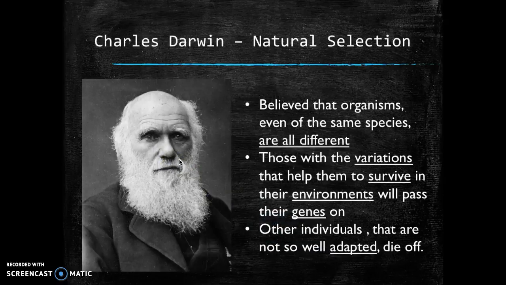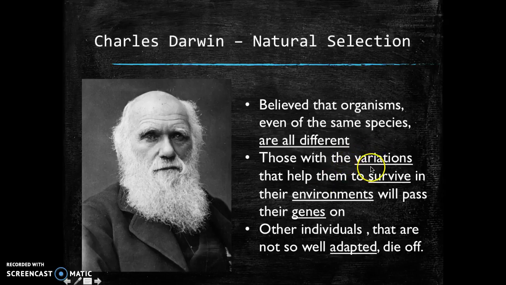So we start our conversation with this guy, Charles Darwin, and we talked a little bit about him last time, but he's essentially the guy who coined the term natural selection. His idea, right, he believed that all organisms, even of the same species, were all different. So look at the human population, right? We're all one species, but we're all different. We're all kind of unique. There's little things about us. We all have heads, shoulders, knees, toes, etc., but we're still different in those ways, and that's what he believed.